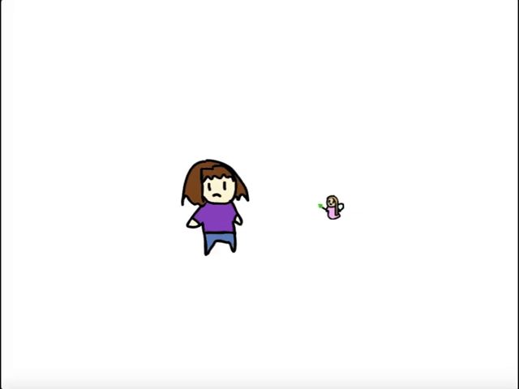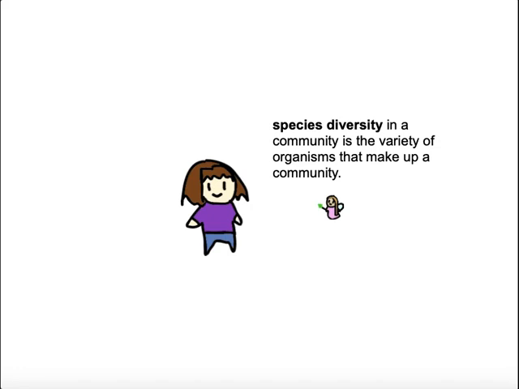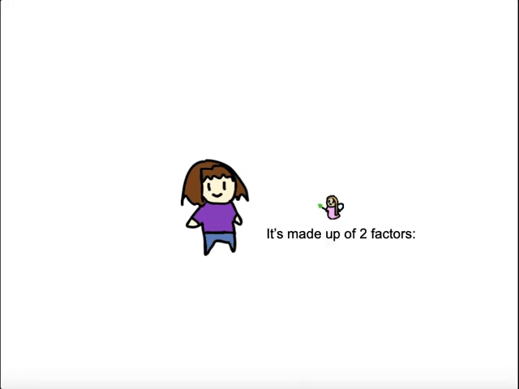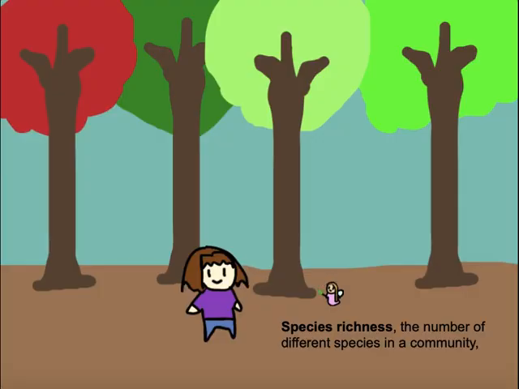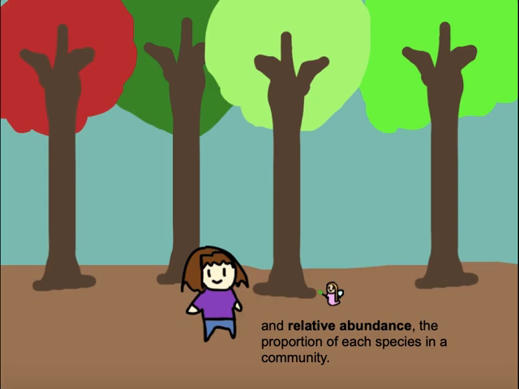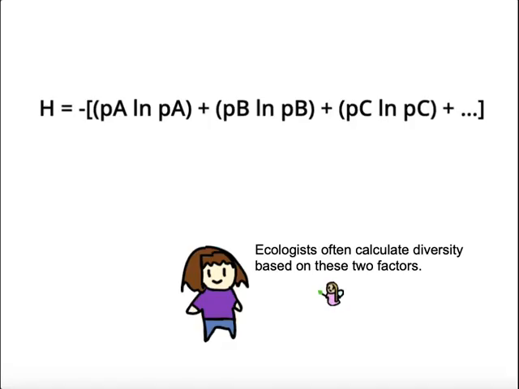What? Anyway, species diversity in a community is the variety of organisms that make up a community. It's made up of two factors: species richness, the number of different species in a community, and relative abundance, the proportion of each species in a community. Ecologists often calculate diversity based on these two factors.